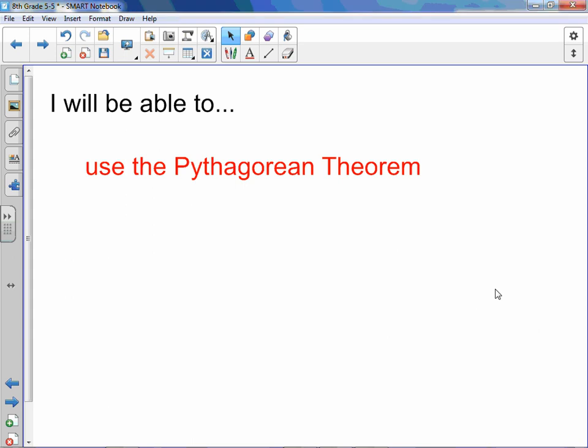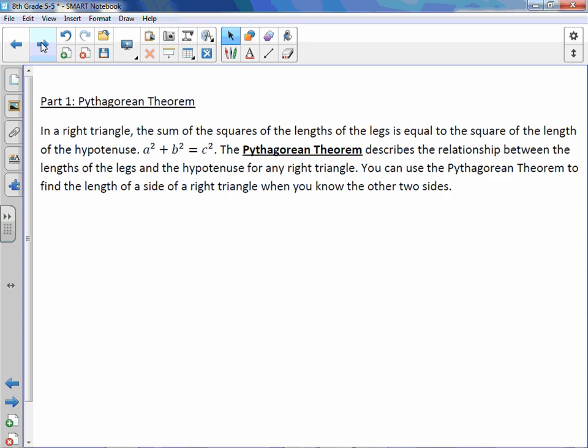Chapter 5, Lesson 5, the Pythagorean Theorem. You will be able to use the Pythagorean Theorem. In a right triangle, the sum of the squares of the lengths of the legs is equal to the square of the length of the hypotenuse.